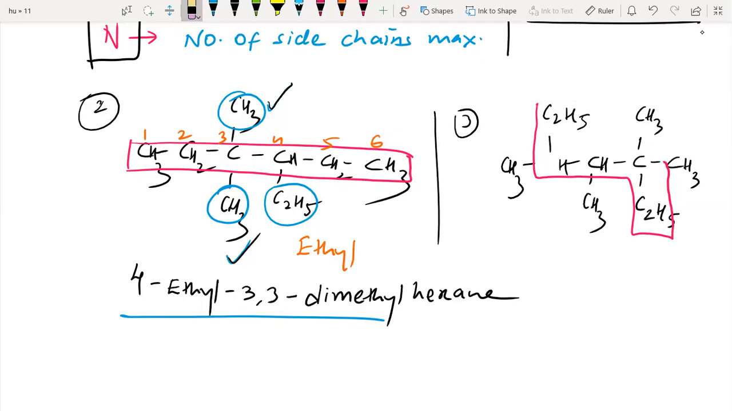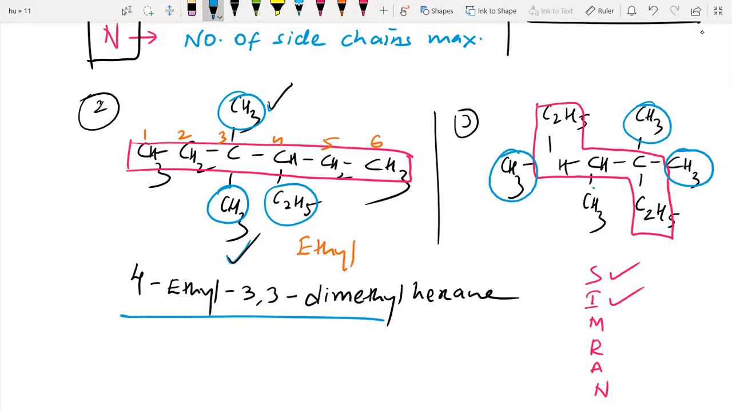After this selection, now we'll see what we have to do. If you're done with the selection, out of SIMRAN, you have to check now. Next, what you have to do is SIMRAN, because this part is done. Okay, now identify the groups. We'll identify the groups. That is very important here.